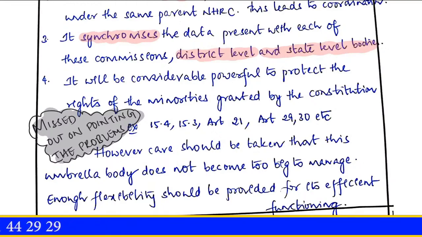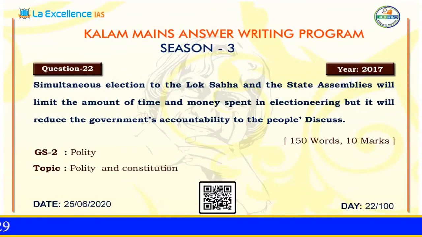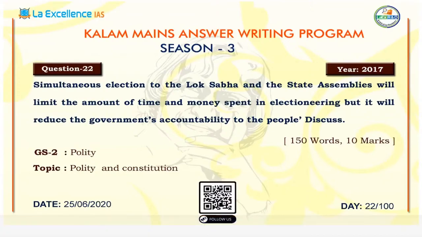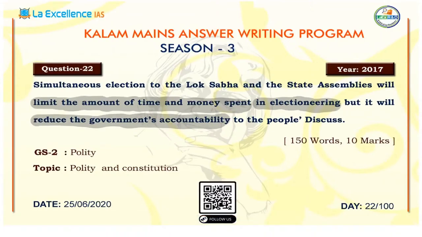And now we will move forward and look into tomorrow's question. So tomorrow's question is related to simultaneous elections. Simultaneous elections to the Lok Sabha and the state assemblies will limit the amount of time and money spent in electioneering, but it will reduce the government's accountability to the people. So on the one hand, the question is saying that it will decrease the time and money that is spent in electioneering as such. On the other hand, it is going to reduce the government's accountability. So it is asking you to discuss both these aspects of this question.